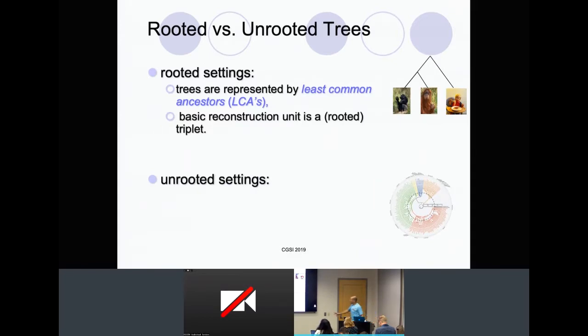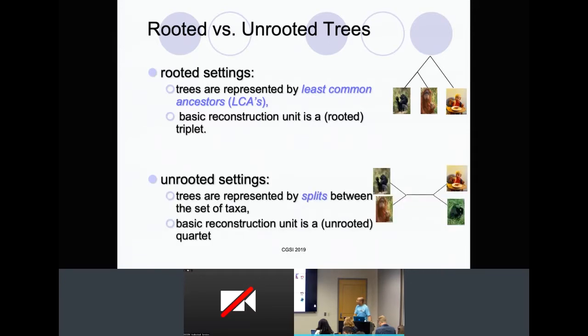Now, here I assume you also saw in the past such trees that represent, for instance, bacterial evolution, where we don't really know who is the ancestor of whom. So this is the unrooted setting. We don't have the time notion here. And the trees are represented by splits. And here the bit of information is an unrooted quartet.